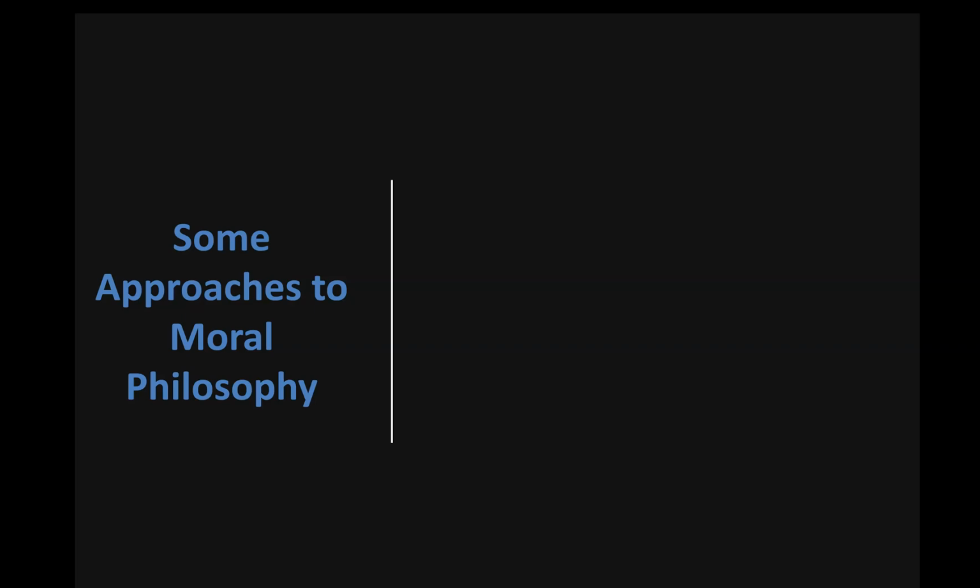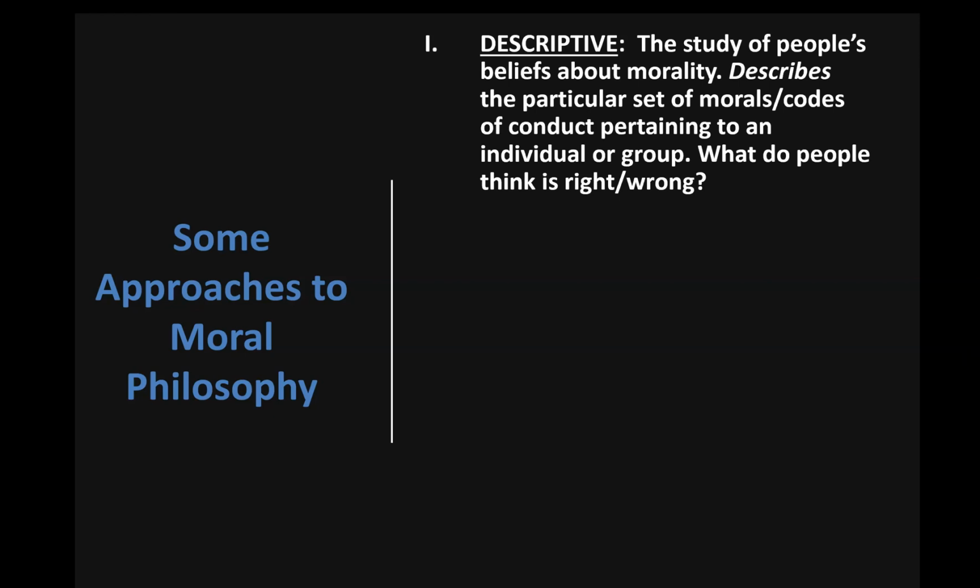And there are a few different approaches to moral philosophy or ethics. The first one is known as descriptive ethics, and that's the study of people's beliefs about morality. Descriptive ethics describes particular sets of morals and codes of conduct that individuals or groups practice. What is the case? What do people think is right or wrong? So you're not making any judgments about it. It's a strictly descriptive account of people's or groups' moral beliefs. So that's one approach to moral philosophy, called descriptive ethics.